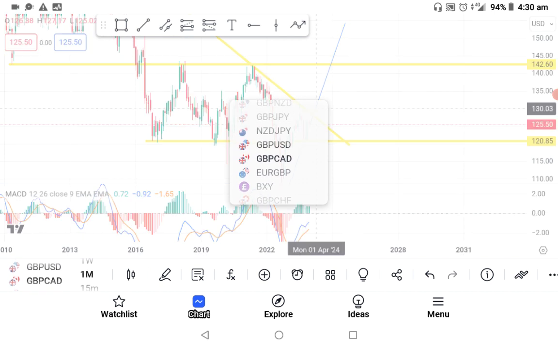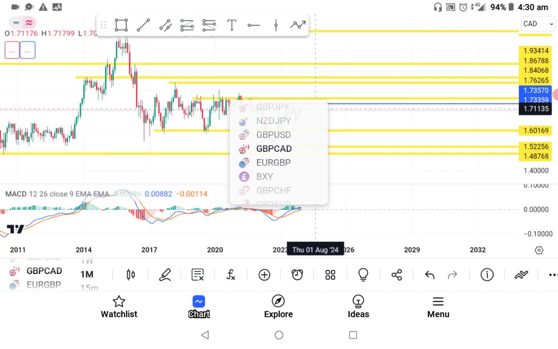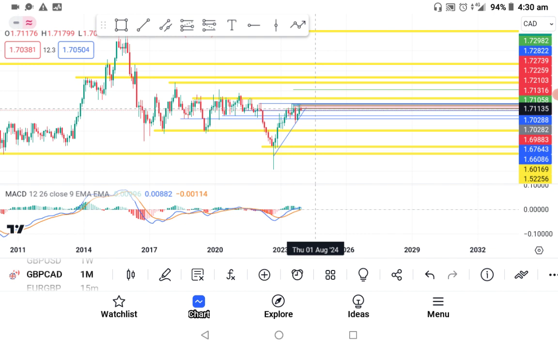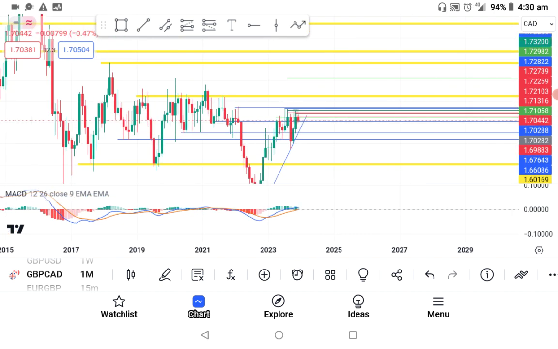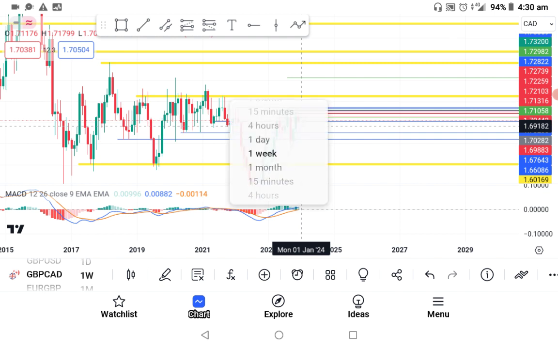We'll start with Great British Pound Canadian dollars on the monthly time frame. Since now we are to buy, we see it's on an uptrend. In fact, it has broken this support line. It's been an uptrend for some while. So let's go to the weekly time frame to know if we're going to trade it this week. So the weekly time frame.